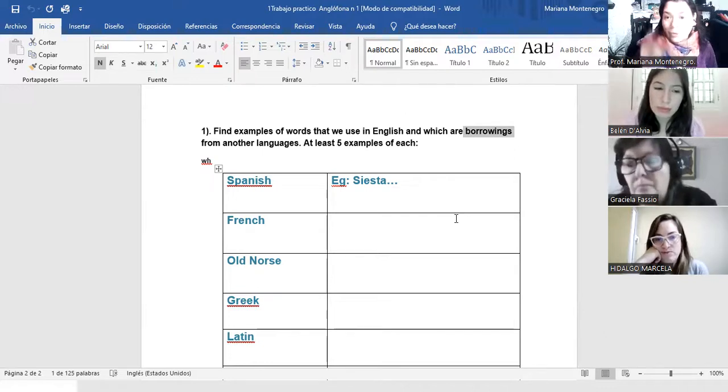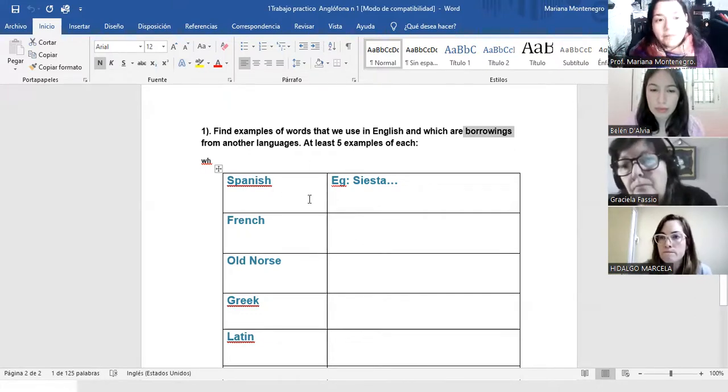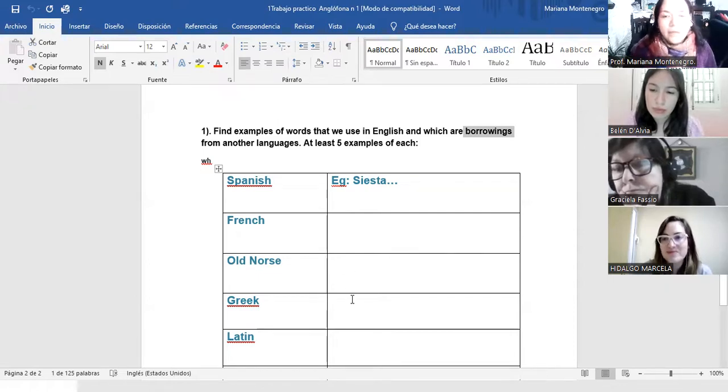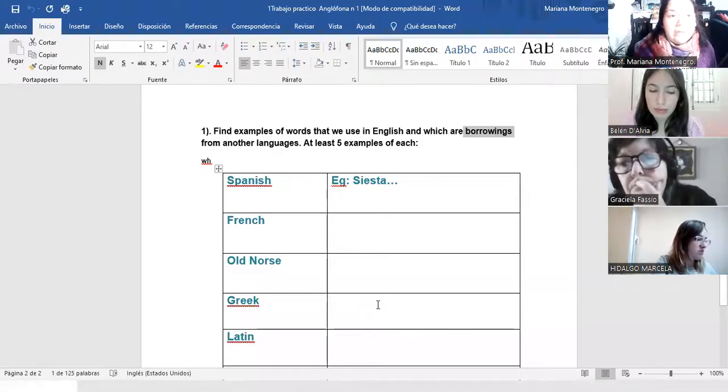Yes, so what you have to do here is to look for 5 examples of each. 5 examples of borrowings from Spanish, yes, like siesta, macho, tortilla, llama, puma. From French, from Old Norse, from Greek. In the module, we have an article about Greek, so you won't have problems with that. From Latin, well, the ones you do not find in the module, you can look for them everywhere on the net. You can look for them, yes?